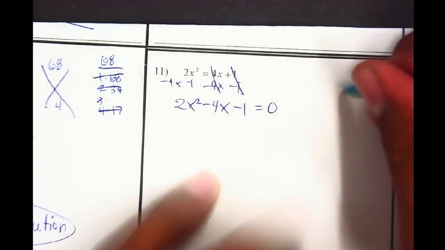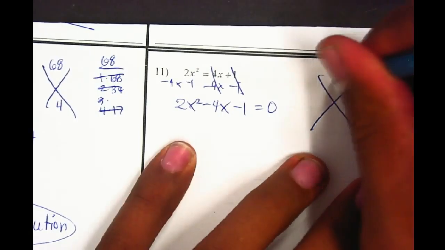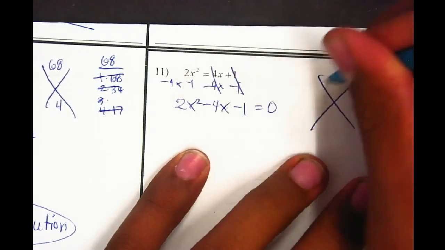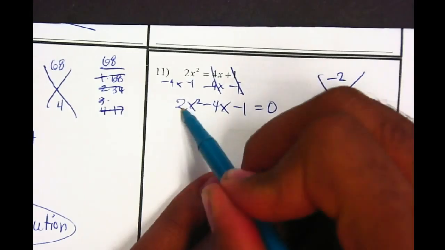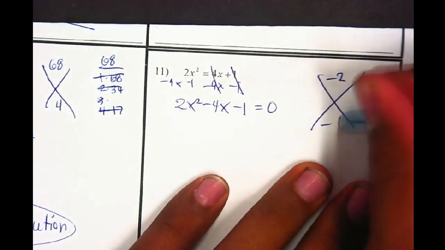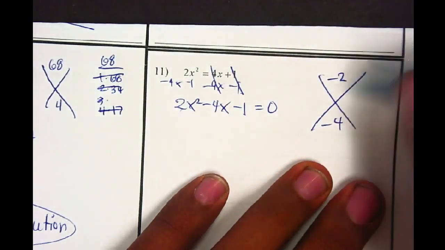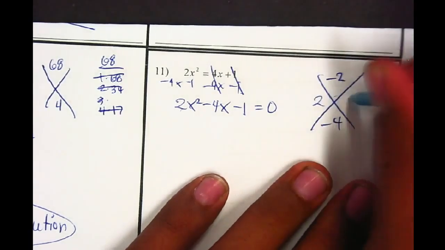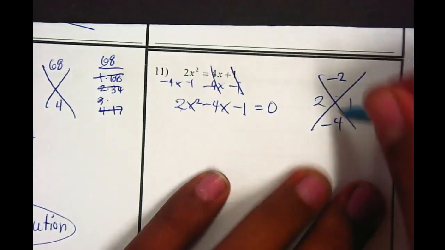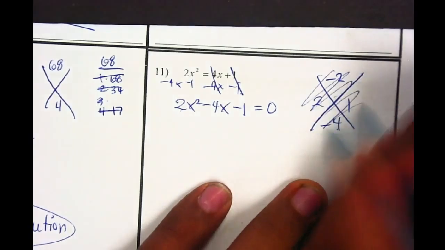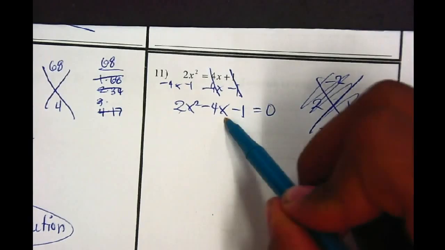Now I could try factoring. Let's see, negative 1 times 2. Remember, it's the first times the last, and then negative 4 goes on the bottom. And then what numbers multiply to 2? Well, the only thing that multiplies to 2 is 2 and 1. And there's no way that can get 4 with 2 and 1. So that's not going to work. So how about completing the square?